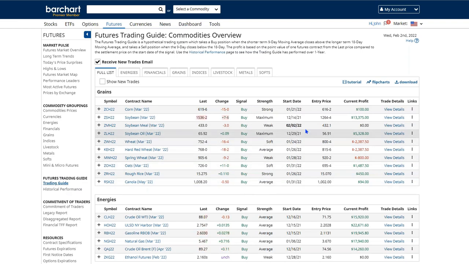I do want you to notice, though, this one here highlighted, the soybean meal in the bold numbers, represents that today was a new buy signal for soybean meal. But we can see through these different grains, we get mixed results of our current profits. But there are two that are standing out. And these two are soybeans and soybean oil.